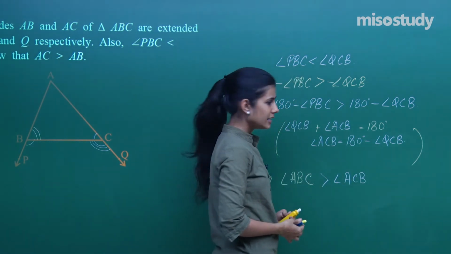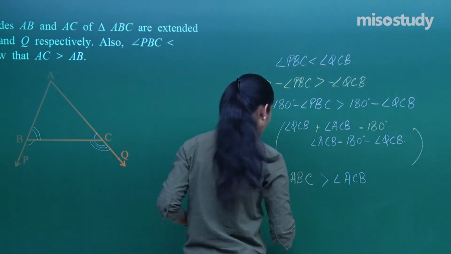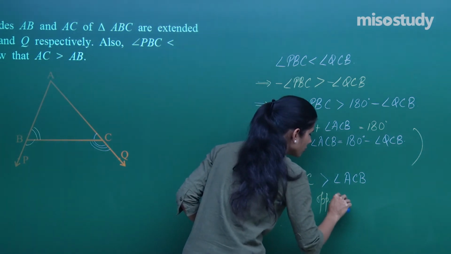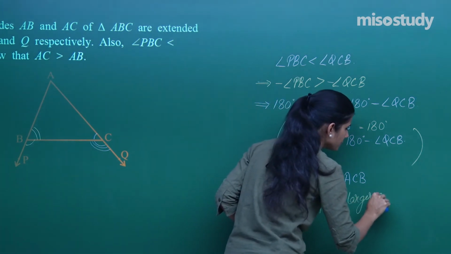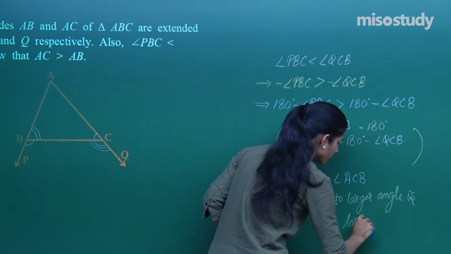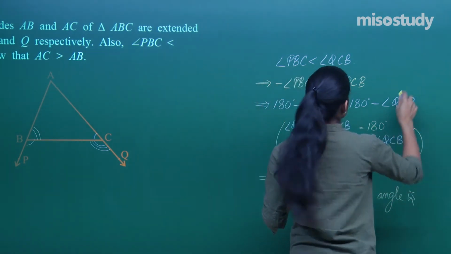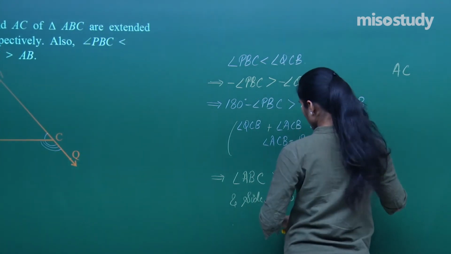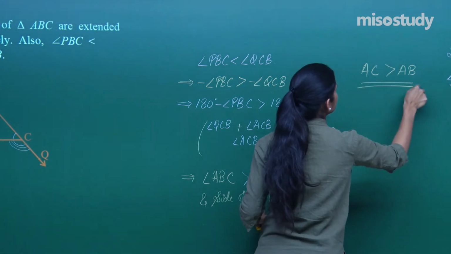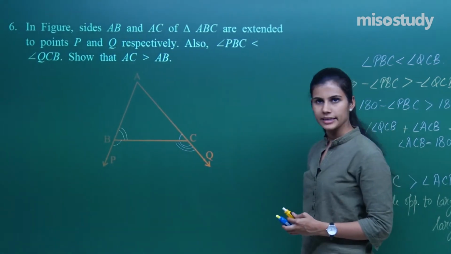And that is it. Angle at B, the internal angle at B, is greater than the internal angle at C, and the side opposite to the larger angle is larger, and the side opposite to the smaller angle is smaller. So the side opposite to angle ABC is AC, and the side opposite to angle ACB is AB. This is the proof of this claim. Is it clear? We have proved that AC will be greater than AB.